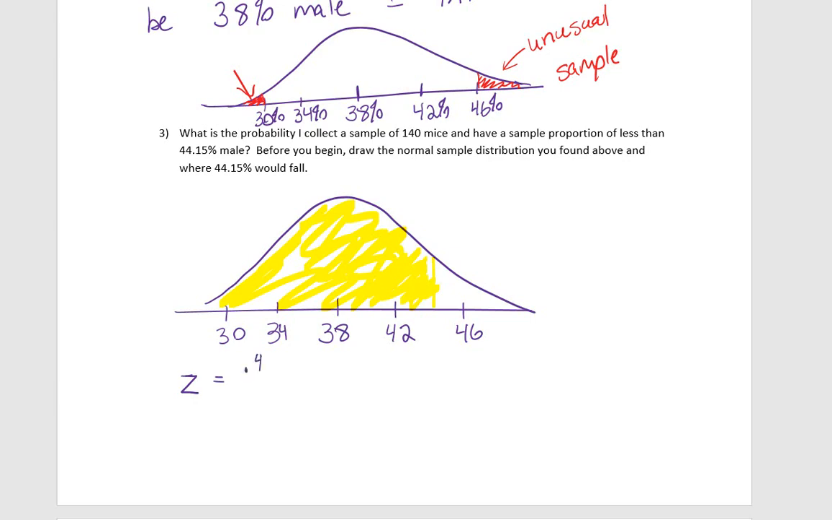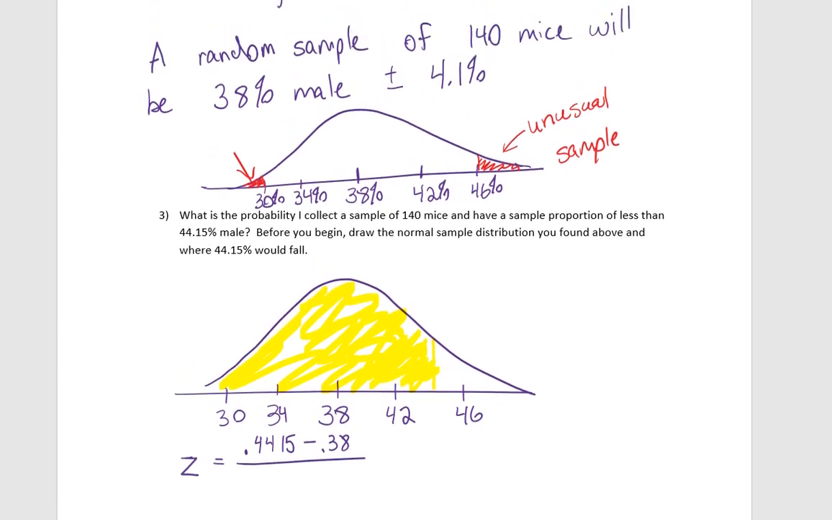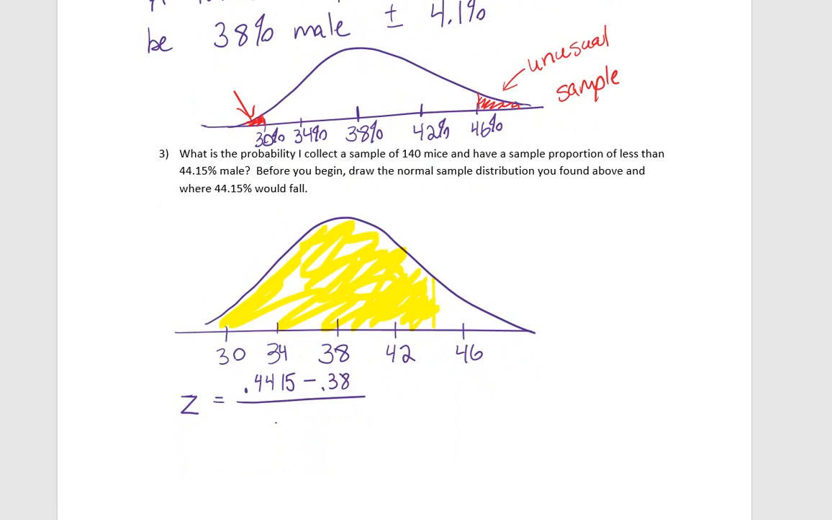So I have 0.4415 minus my average. On average, I expect my mice to be 38% male, divided by my standard error, or my standard deviation, which is 0.041, which is going to give me a z-score of 1.5.